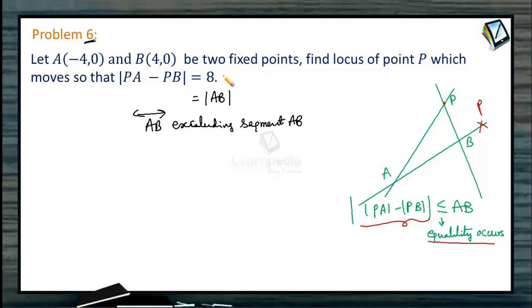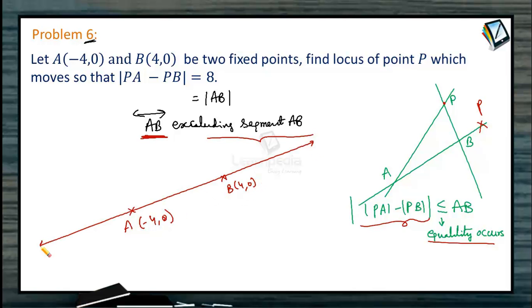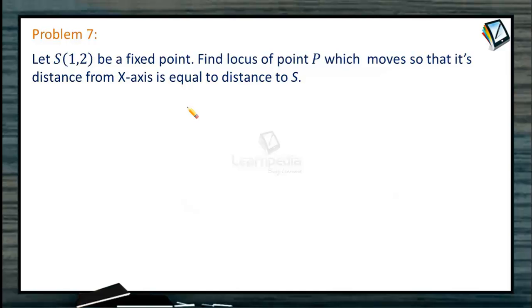So the answer to this question is the locus of P is the set of points on the line AB extended, excluding the segment AB. That is, if A is here, which is minus 4 comma 0, and B is here, which is 4 comma 0, when I draw this AB, the locus of P is the set of all these points which belong to the extended line AB excluding this particular segment. So this happens whenever PA minus PB is exactly AB. If it is not, we have seen in the earlier example that in general it turns out to be a hyperbola.